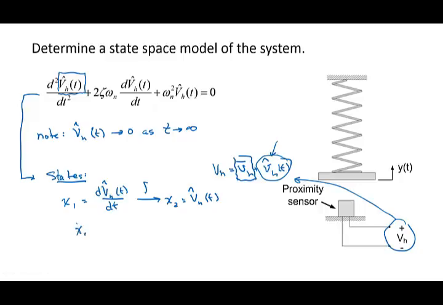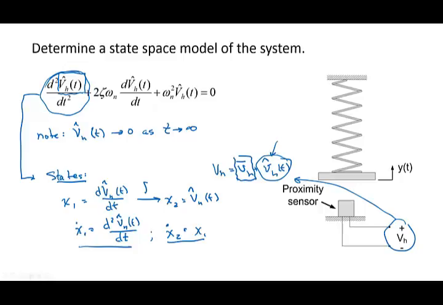So the derivative of x1, x1 dot, is the second derivative of V sub H hat of T with respect to time. And the derivative of x2 is just this derivative, which is x1. I can solve this equation for the second derivative of V sub H, and that will give me this equation, and this is my second state equation.